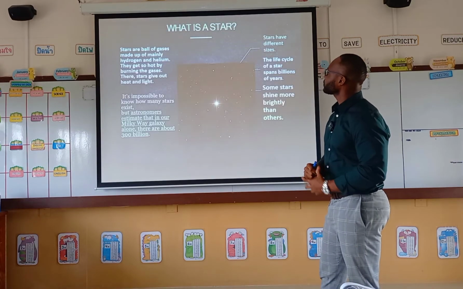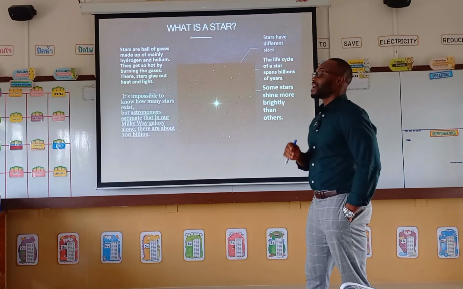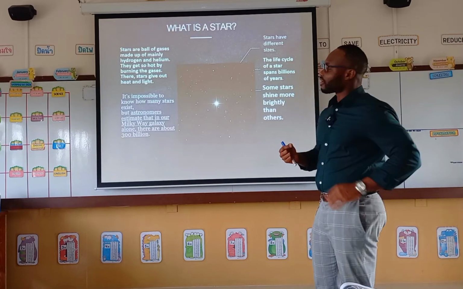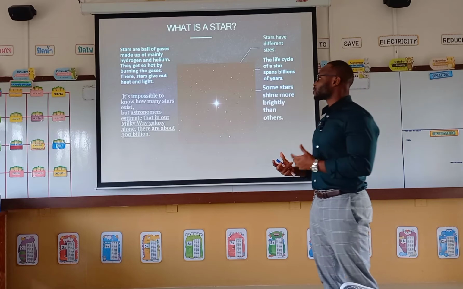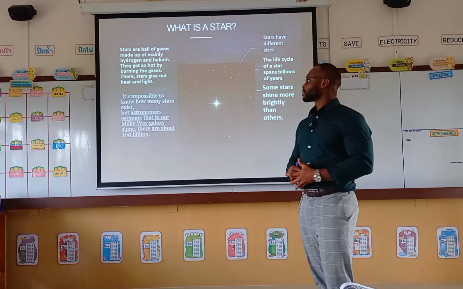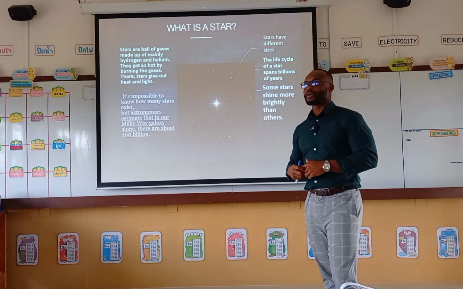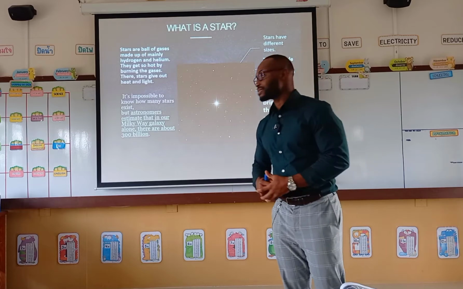Next. All right, so what is a star? Twinkle, twinkle, little star. Now, stars are balls of gases, made up of mainly hydrogen and helium. It's very hot. It gets so hot by burning the gas. The stars give out what? Heat and light. So, of course, stars give out heat and light.